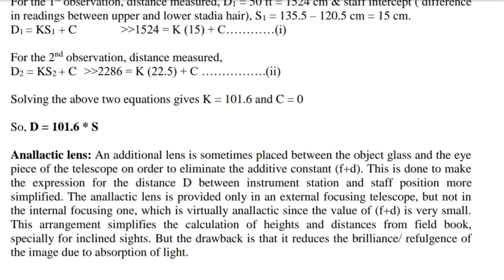Analytic lens. An additional lens is sometimes placed between the object glass and the eyepiece of the telescope in order to eliminate the additive constant F + D. This is done to make the expression for the distance D between instrument station and staff position simpler. The analytic lens is provided only in an external focusing telescope but not in the internal focusing one, which is virtually analytic since the value of F + D is very small. This arrangement simplifies the calculation of heights and distances from the field book, especially for inclined sights, but the drawback is that it reduces the brilliance of the image due to absorption of light.